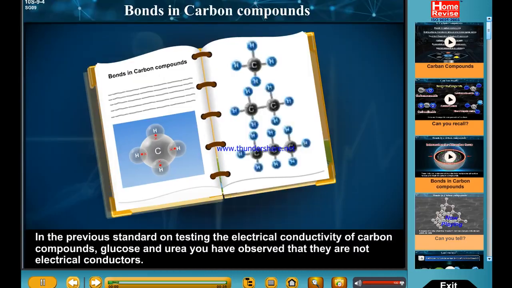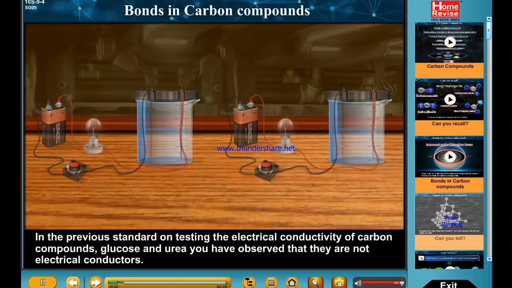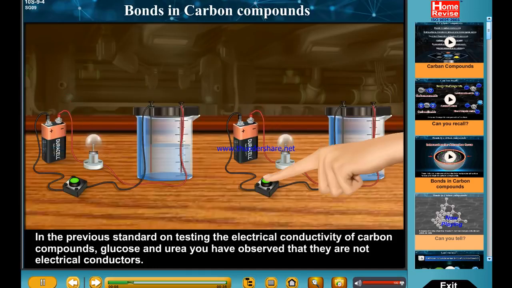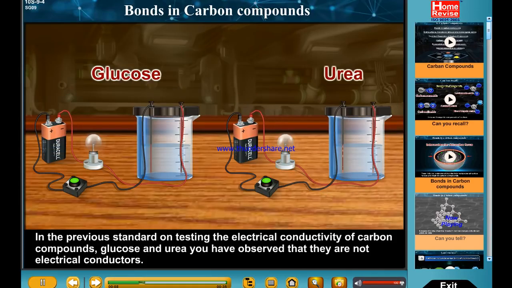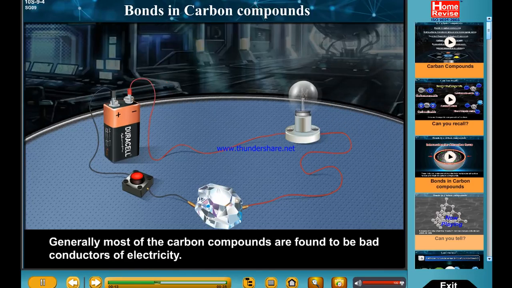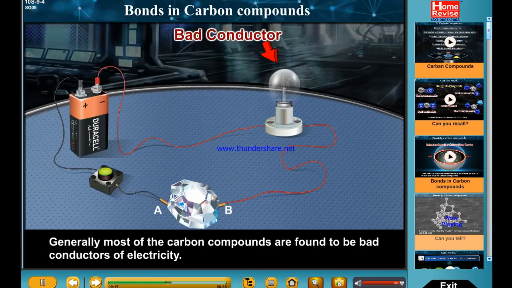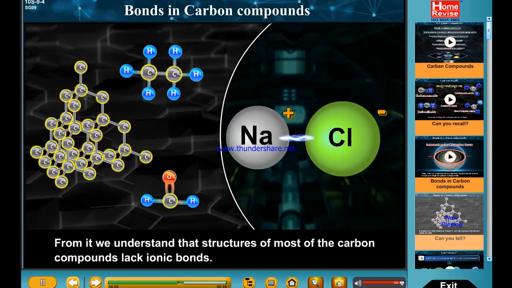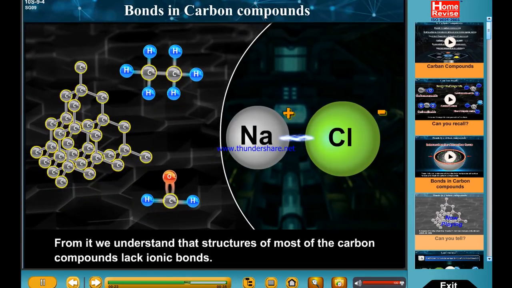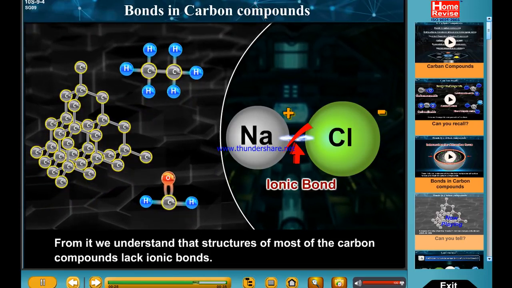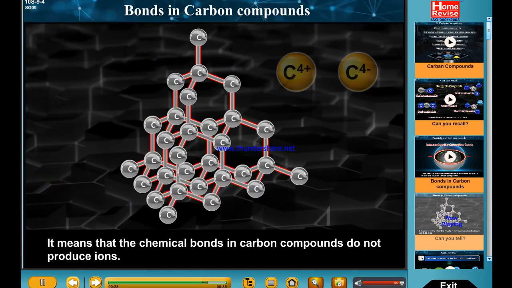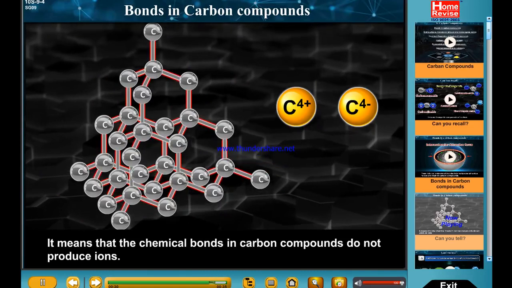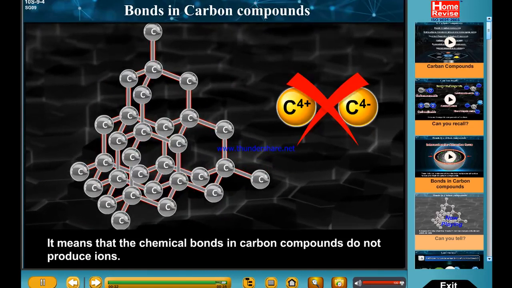In the previous standard, on testing the electrical conductivity of carbon compounds, glucose and urea, you have observed that they are not electrical conductors. Generally, most of the carbon compounds are found to be bad conductors of electricity. From it, we understand that structures of most of the carbon compounds lack ionic bonds. It means that the chemical bonds in carbon compounds do not produce ions.